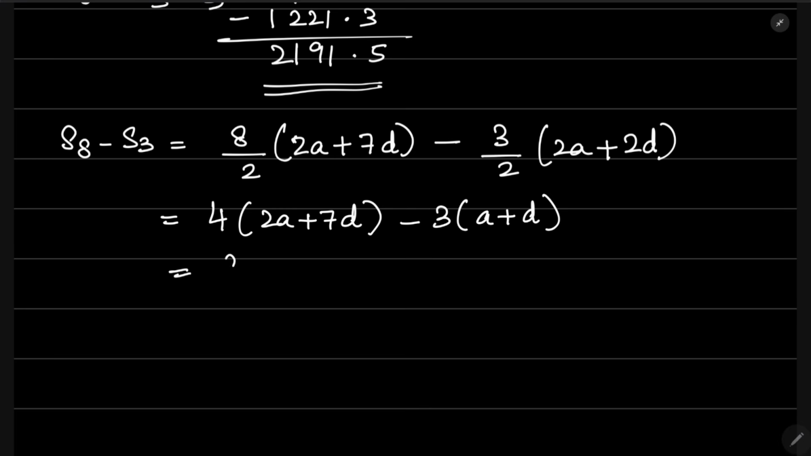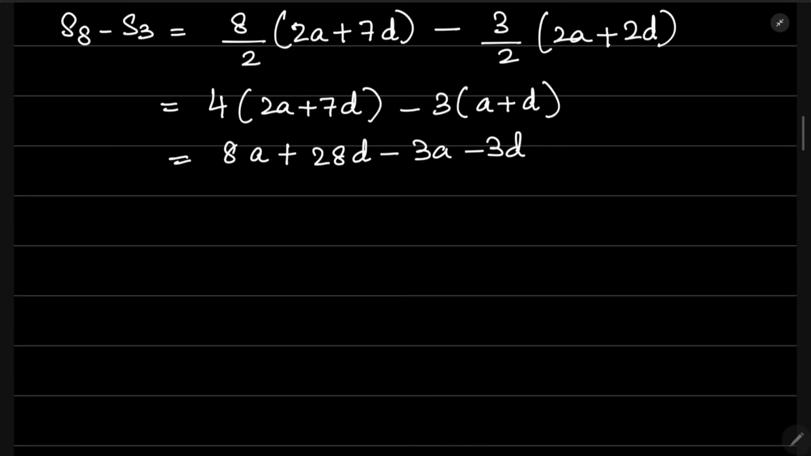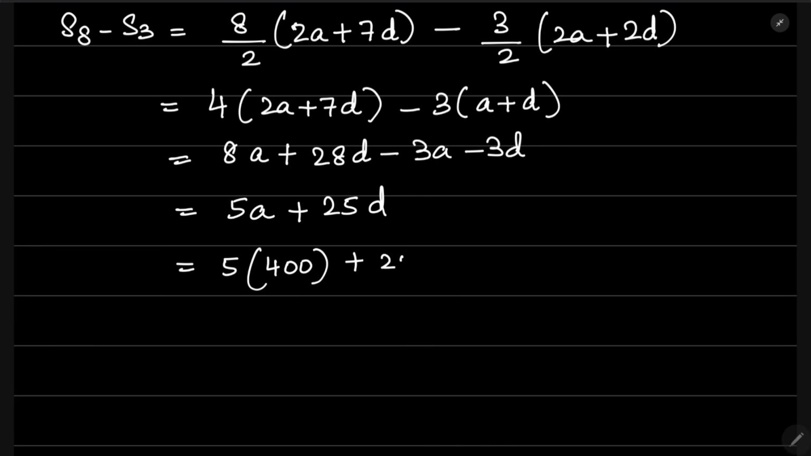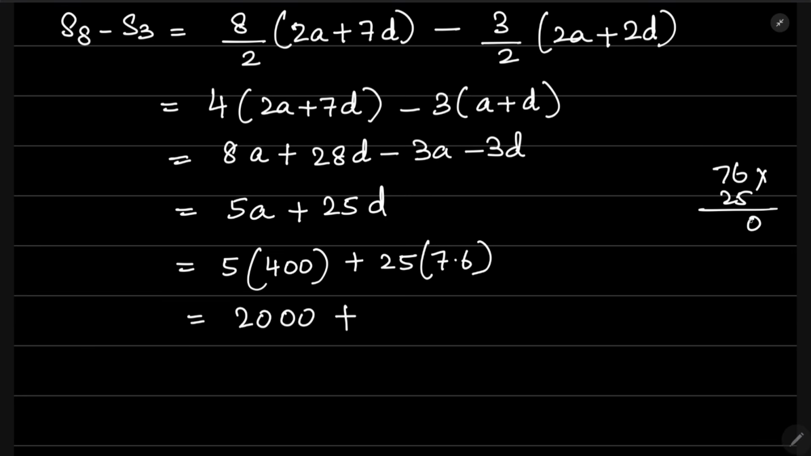Now let's just solve it. So 8A plus 28D minus 3A minus 3D. I think this is a much simpler way to do it. 8A minus 3A is 5A, plus 25D. Now you substitute finally. What is 5 into your A? 400, plus 25 into your D, which is 7.6. Now let's calculate. 5 fours are 20, the other two zeros get cancelled, and that gets added. 76 into 25 is 1900.